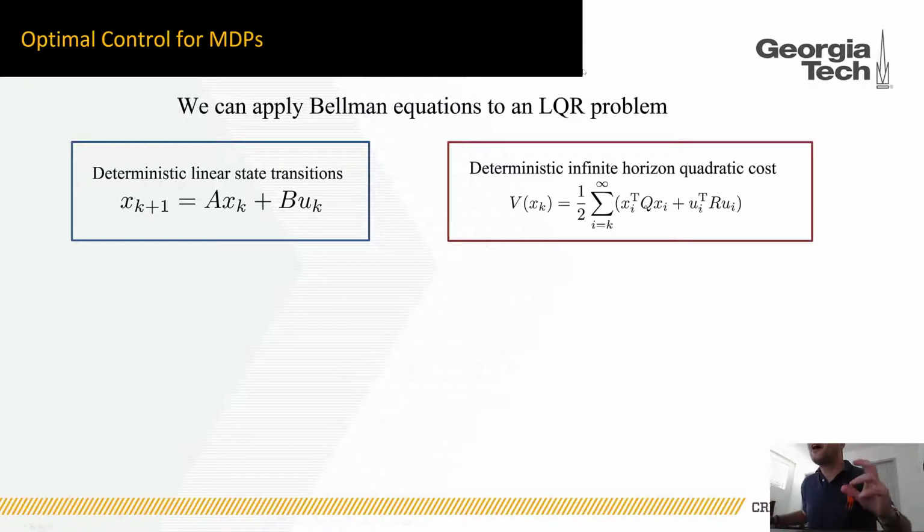Okay? So instead of having the MDP that you saw before, the classical MDP, you can think that this is also somehow an MDP, which is deterministic with deterministic linear state transitions. So this goes back to your linear time invariant discrete time system that appears in control, where x_{k+1} is Ax_k plus Bu_k, where x is your state and u is your control. And this is your infinite horizon quadratic cost, where Q is positive semi-definite and R is positive definite.